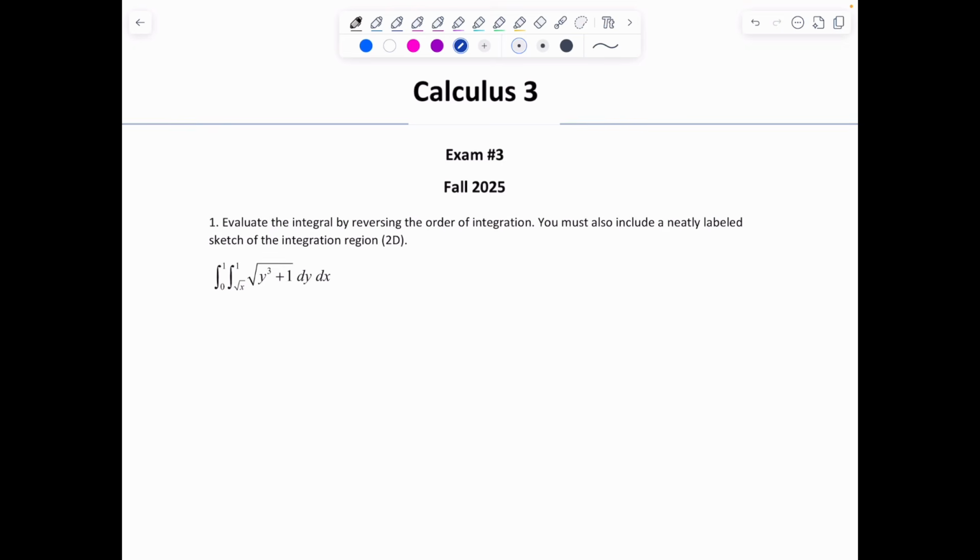I'm just going to work through and solve this entire exam in one go. And if I were you and I was reviewing for an exam, I would pause it and try to solve each of the problems on my own first and then see how you did.